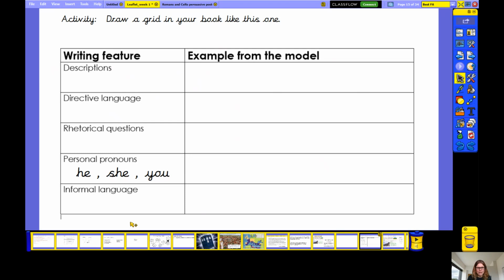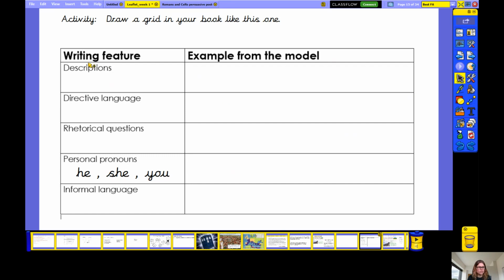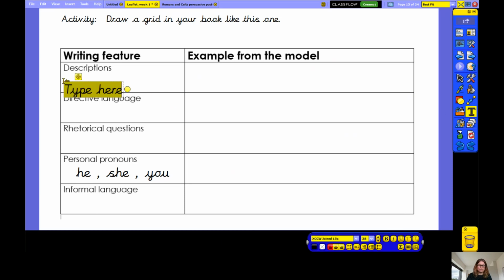Well done. Okay, now that you've drawn that, let's just see what we're going to do. You're going to go back now to your reading, and you're going to find some examples of those features. So first of all, you're looking for descriptions. Remember, descriptions are where we're using noun phrases. Let's just type that in so we can remember.